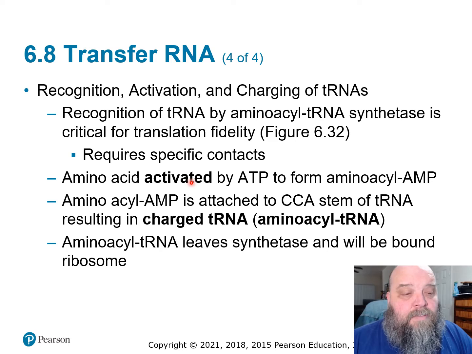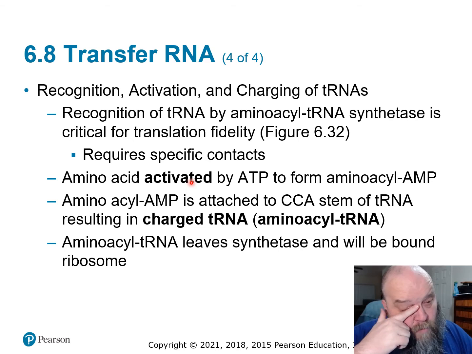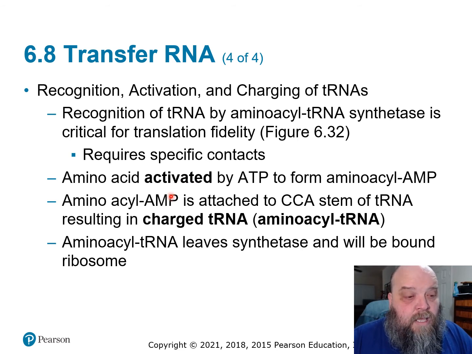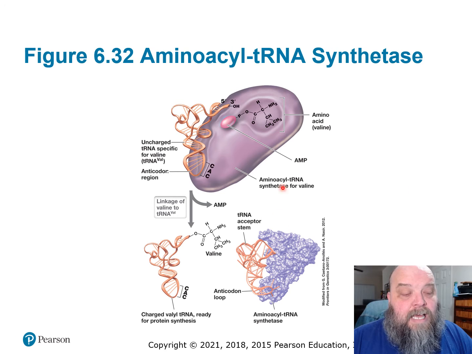Amino acids are activated by ATP to form an aminoacyl-AMP. The AMP is then going to become a charged tRNA because there's going to be an aminoacyl-tRNA synthetase. It's going to come through and add on the correct amino acid. The anticodon is going to interact with a sequence in the amino acid sequence of the aminoacyl-tRNA synthetase.